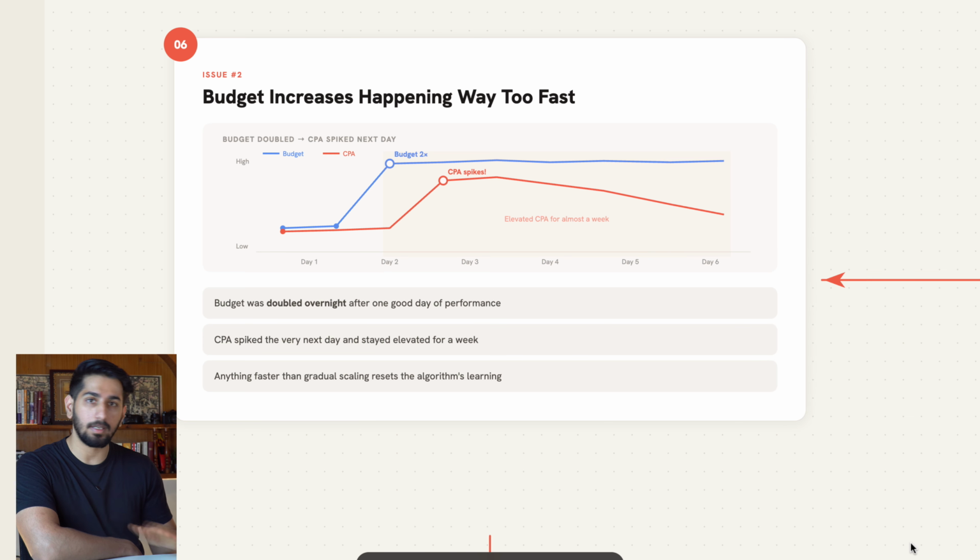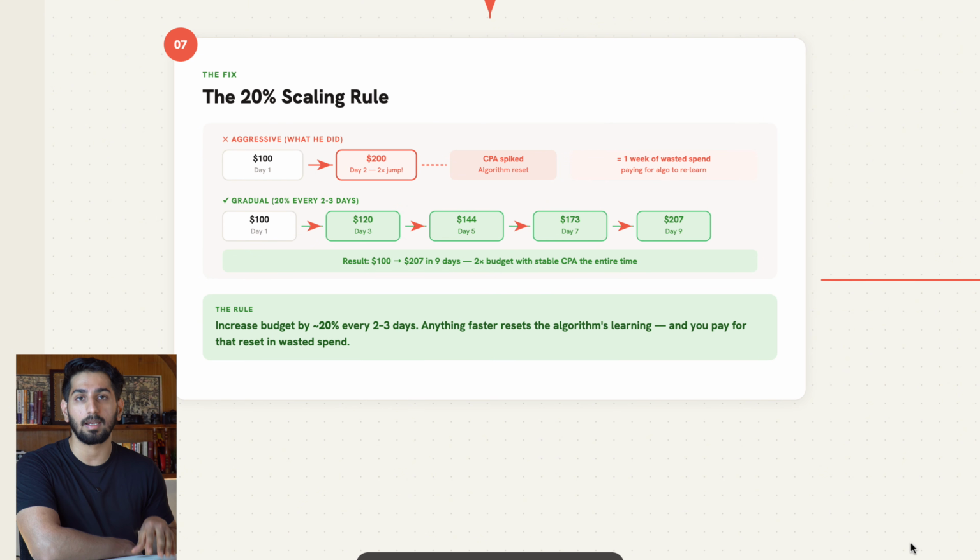What you want to do is very simple, and I know a lot of people don't like hearing this, but this is how scaling should be done and needs to be done. This is from someone who has been running ads for 8 years, so pay close attention. You only want to increase the budget about 20% every 2 to 3 days. 20 to 30% max, not more than that, and every 2 to 3 days.